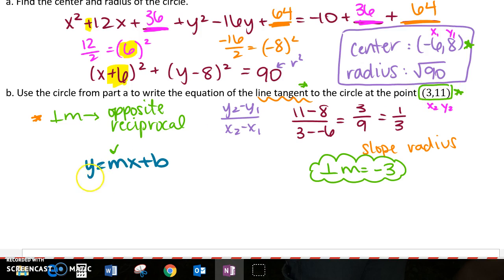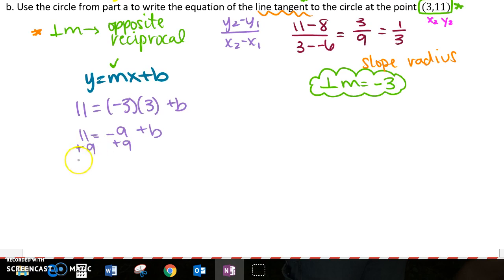Where I see y, I can put 11. My slope is negative 3. My x value is 3, plus b. Substitute in to find your y-intercept. From here, we'll have negative 9 plus b. Then to get the b value by itself, we add 9 to both sides since our 9 is negative. So you'll have 20 as your b value.